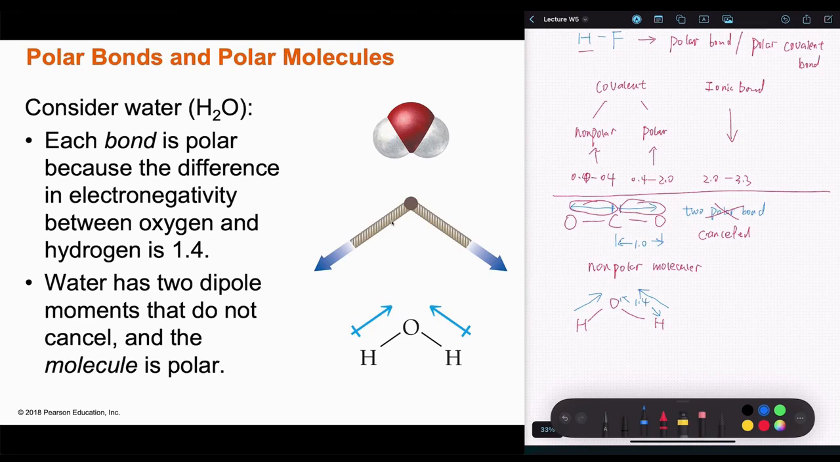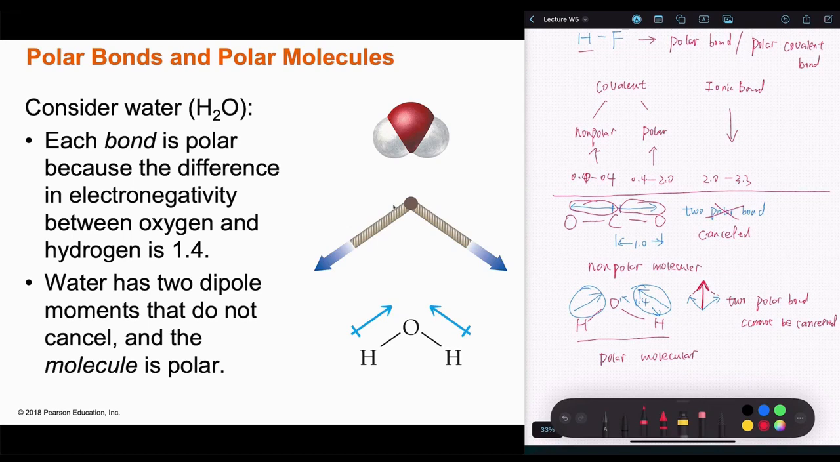Okay, now let's see. These two dipole moments could not be canceled, because if you try to add these two bonds together, eventually the net result of these two bonds will be something pointing up, right? So because these two polar bonds cannot be canceled, this water molecule will be a polar molecule.